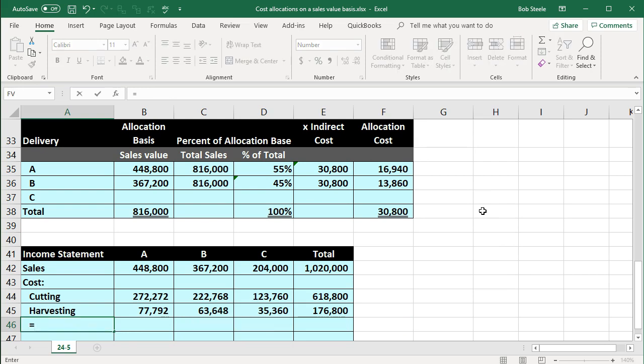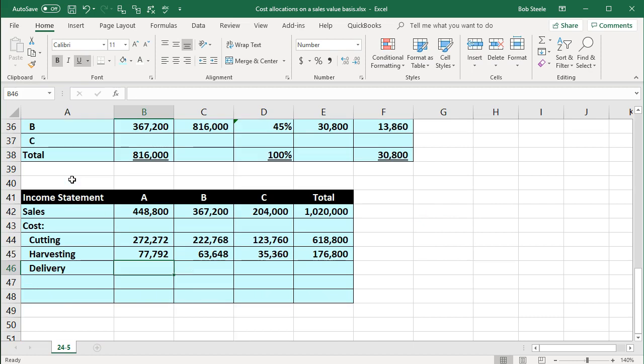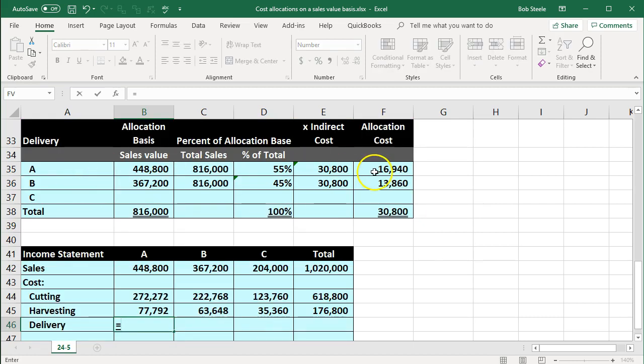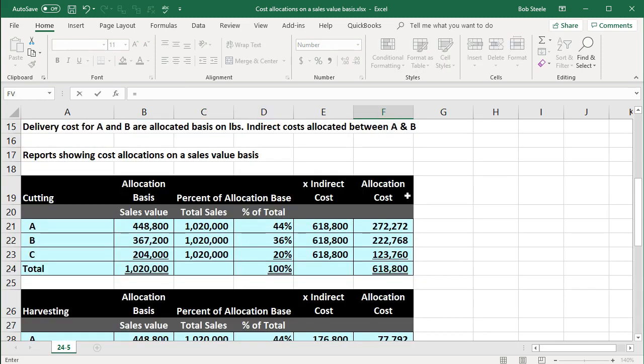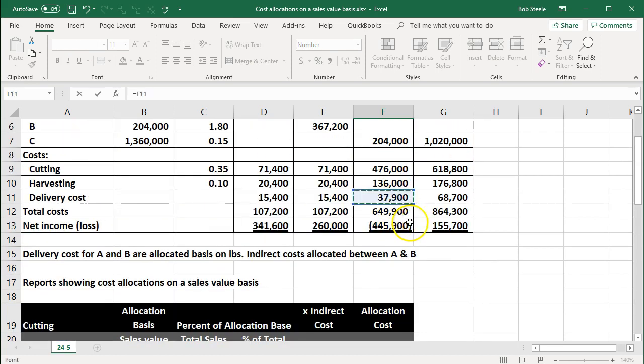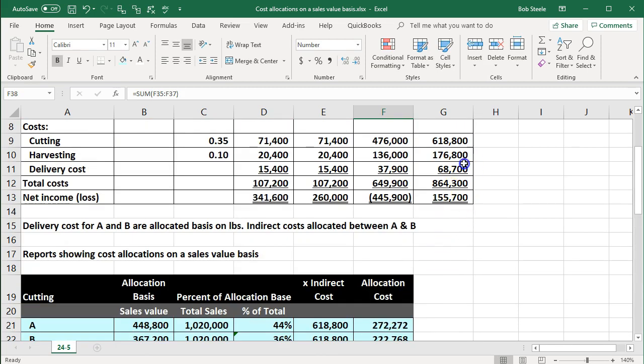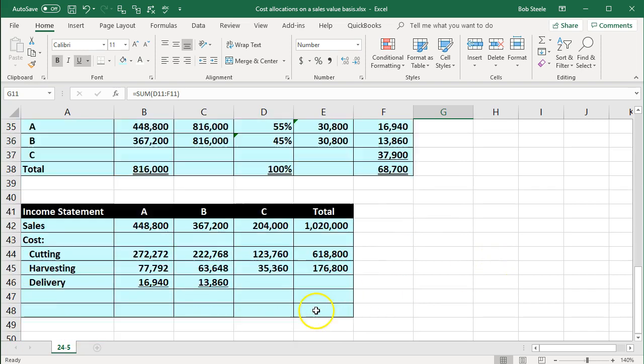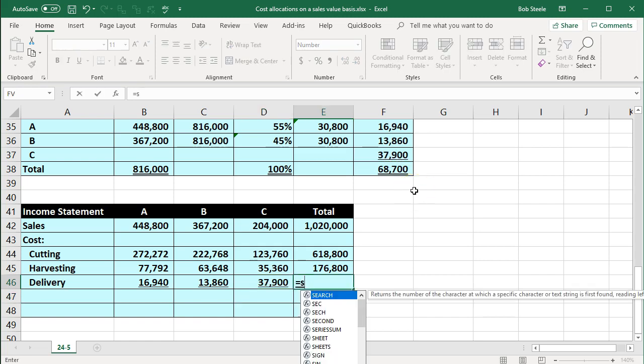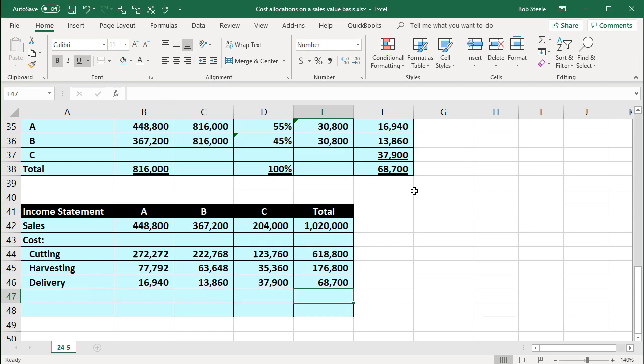And then the next item is going to be the delivery. And the delivery, we're going to say equals the 16,940. And then for B, it's going to be the 13,860. And then I should put C in here in our allocation up top. C is just going to be equal to our 37,900 that we're allocating directly, so that we get to that total of 687, which is this 687. So C is going to be equal to that 37.9. If we sum these up, then we get this 68.7. That's going to be our total costs.